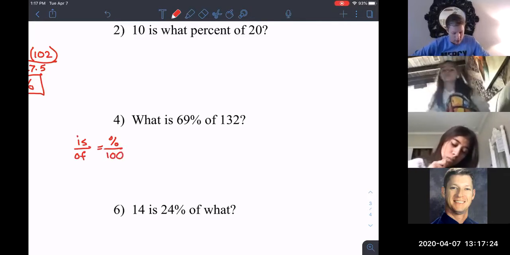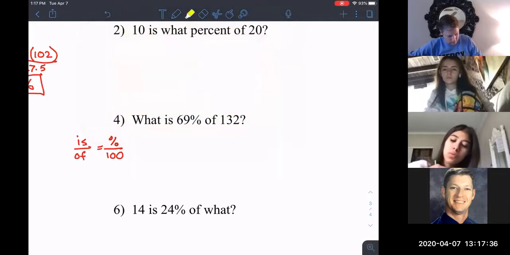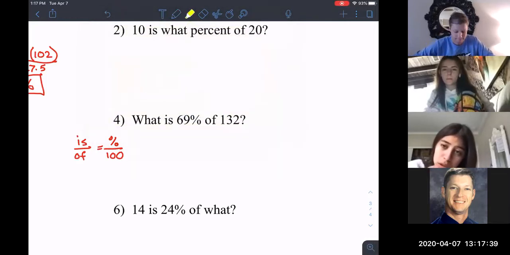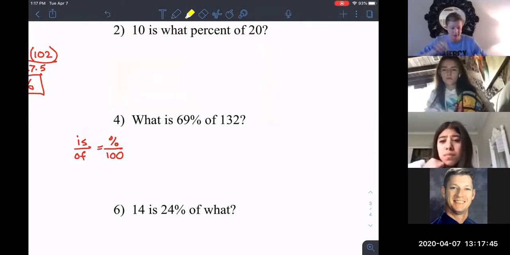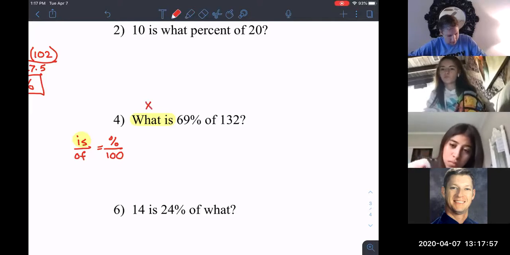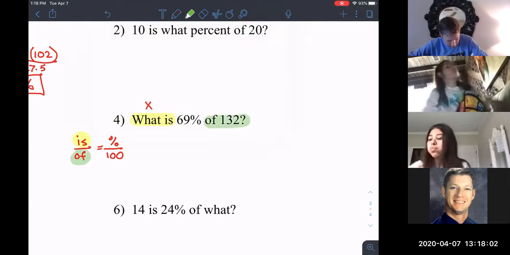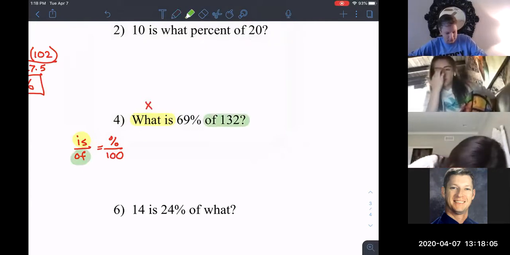All right, so which one is our variable going to be in this problem? The 69%. Well, that's not a variable. That's one of the... the what is. What is? So in the place of is, we're going to put our variable. All right. So let's color code this with shading here. Okay. So that's going to be our variable. So we're going to put an X up above that. Let's use green again for of. So of 132, that 132 is going to go in for of.